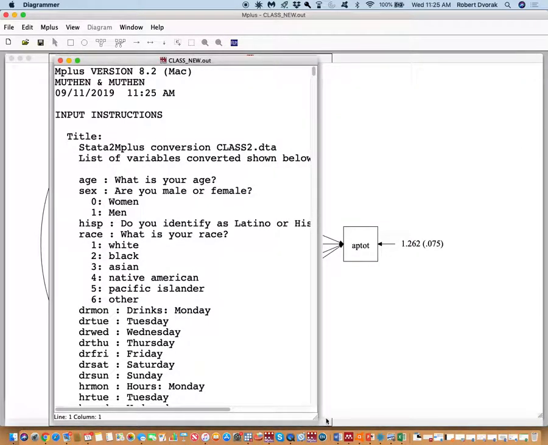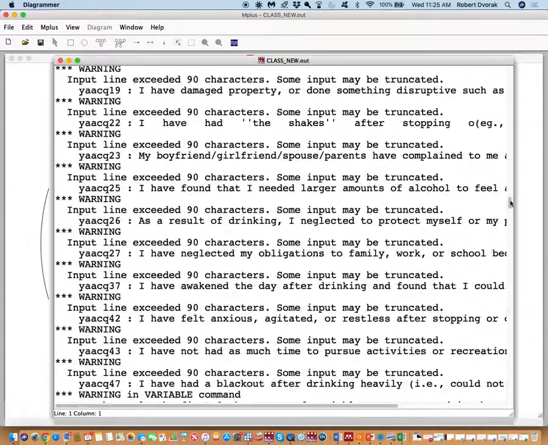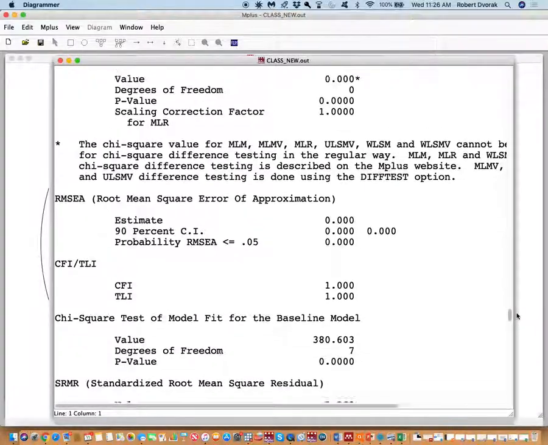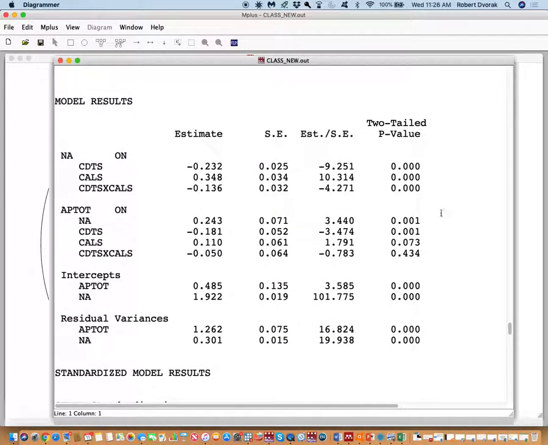Now before, our interaction significantly predicted negative affect, right? And it still significantly predicts negative affect. Now we can see here that neither distress tolerance, neither affect lability, nor the interaction between affect lability and distress tolerance predicts alcohol problems.